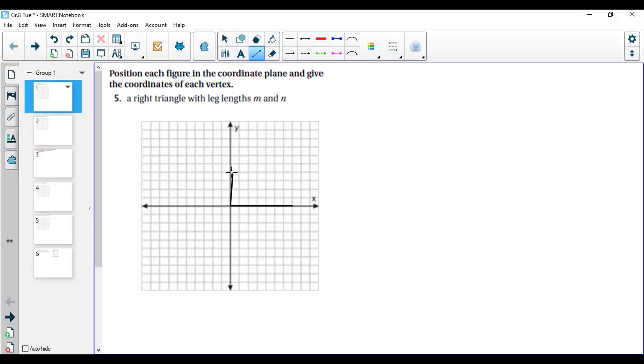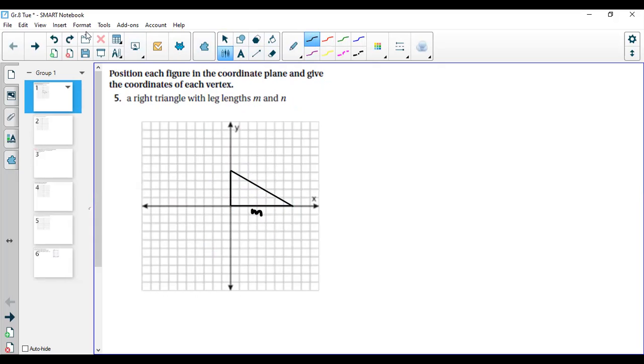From the origin, let me just make it this much, then complete the right angle. Fine. Now let me name the sides. They said leg lengths M and N. So M and N, it can be M here, N here. It doesn't matter. You can name this as M or this as N, or this as M and that as N. It really doesn't matter.